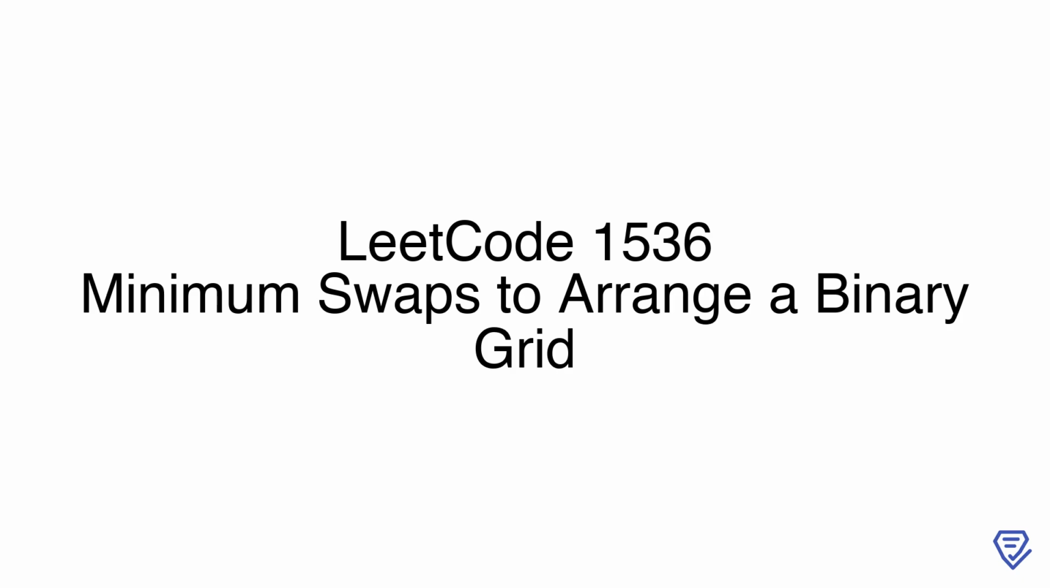Welcome! In this session, we'll dive into solving LeetCode problem number 1536, minimum swaps to arrange a binary grid. This is an interesting grid-based problem that challenges us to think critically about row manipulation and optimization. Let's explore the problem, its constraints, and how we can approach it step by step.